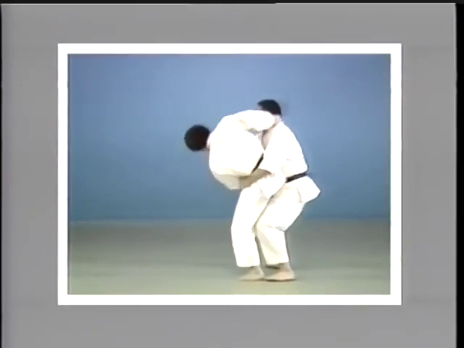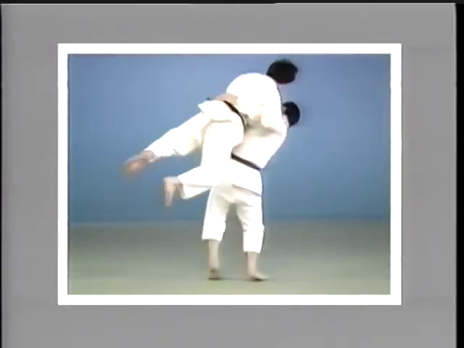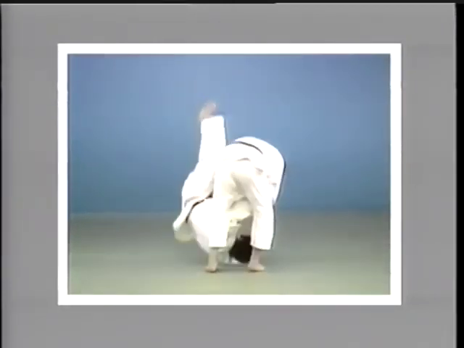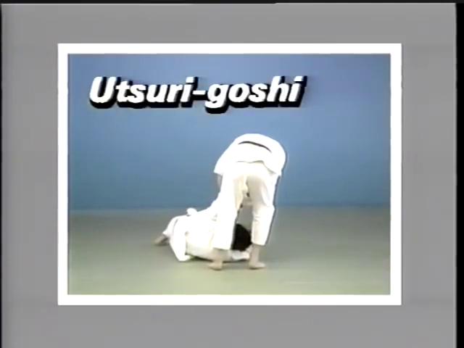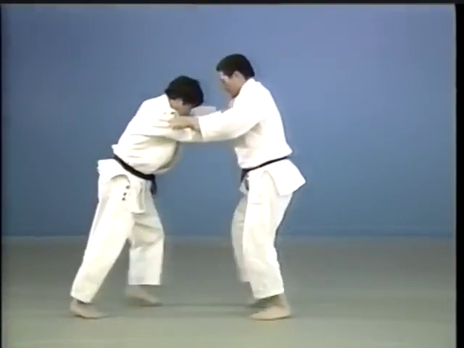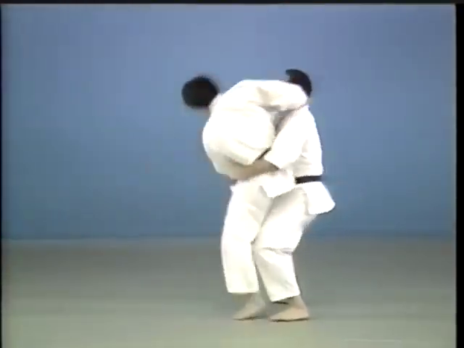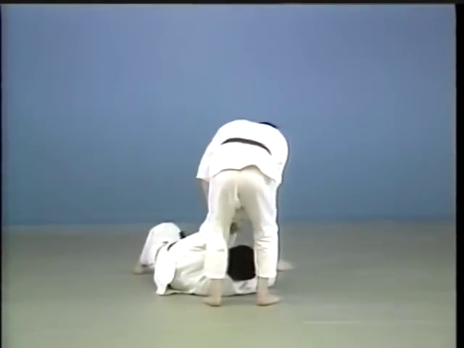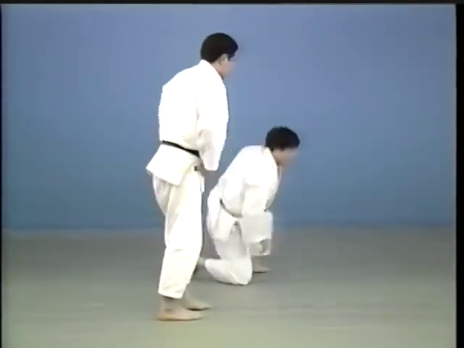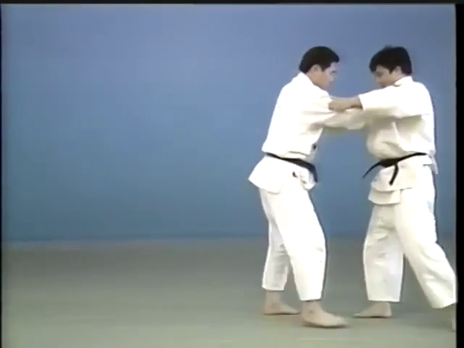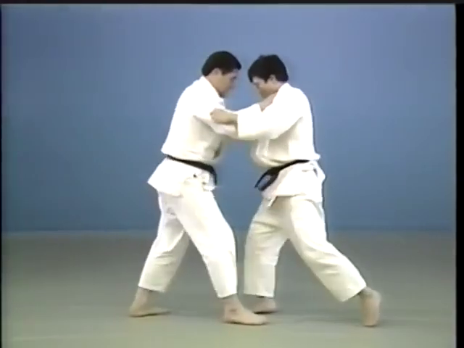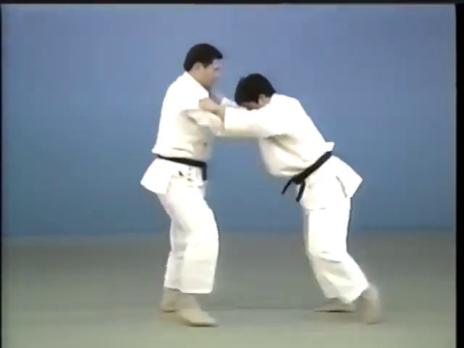Utsurigoshi. Utsurigoshi is a kind of technique used when your opponent attacks with Koshiwaza, to raise him up and throw him on your hips. This is an Utsurigoshi technique which originates from the opponent's Hanegoshi.